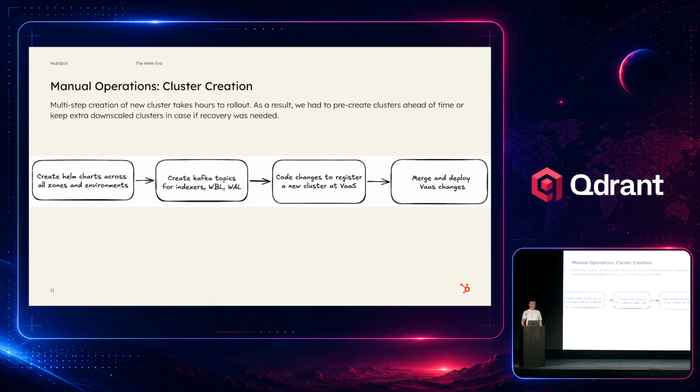In addition to that, we faced multiple manual operations which increased the load on the team. Cluster creation was taking hours to roll out, and as a result, we had to pre-create clusters ahead of time or keep extra downscaled clusters just in case recovery was needed. To demonstrate, to create a single new cluster, we have to create Helm charts across all zones and environments, then manually create Kafka topics for indexes, write behind log, and write ahead log. Then make code changes to register this new cluster at the VAST service, and merge and deploy the VAST service changes so the cluster is available to all consumers.